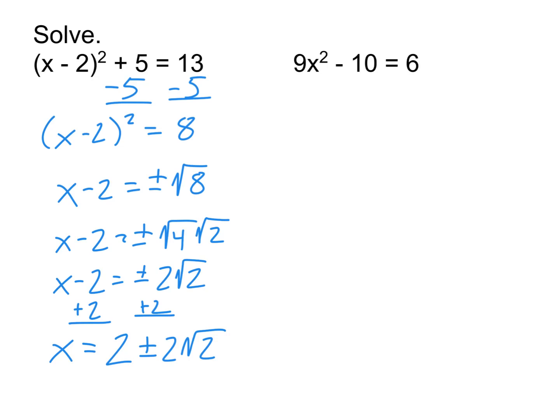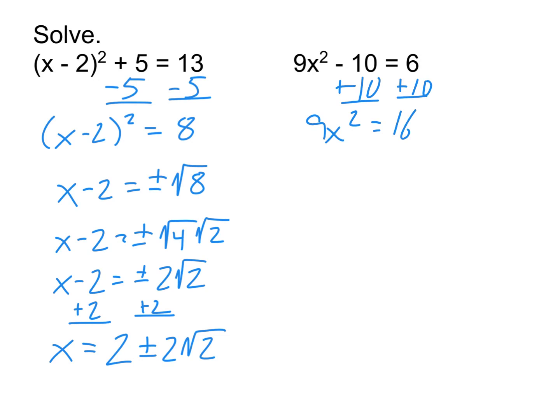This problem's an illustration of what happens when you don't get a nice, pretty answer. This is not uncommon when doing problems like this and having to solve them out. All right, then on the second one, again, we start by getting rid of the addition and subtraction first, so I add 10 to both sides. Okay, great. So 9x squared equals 16.